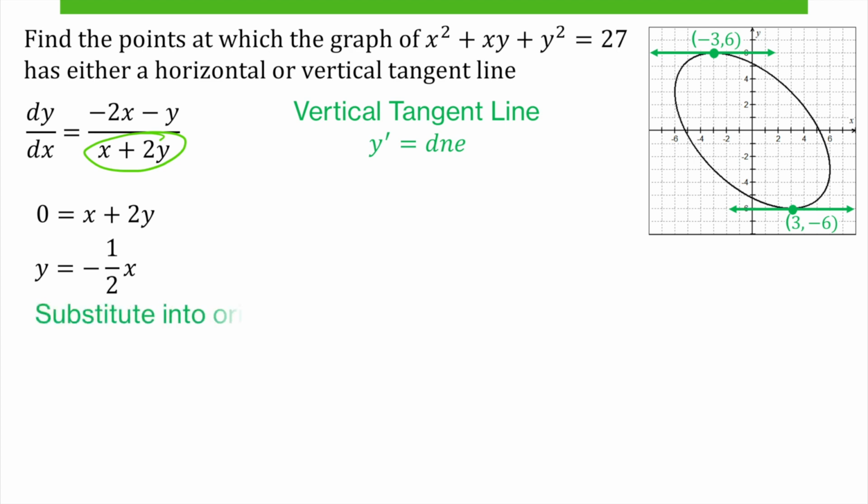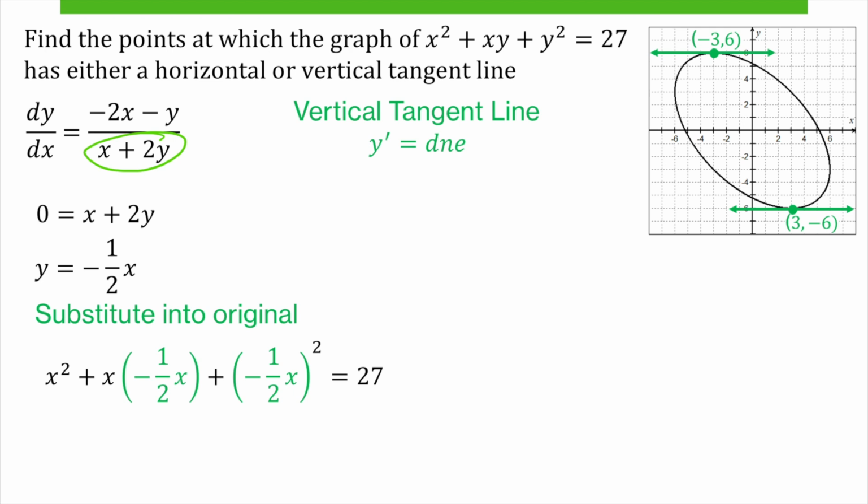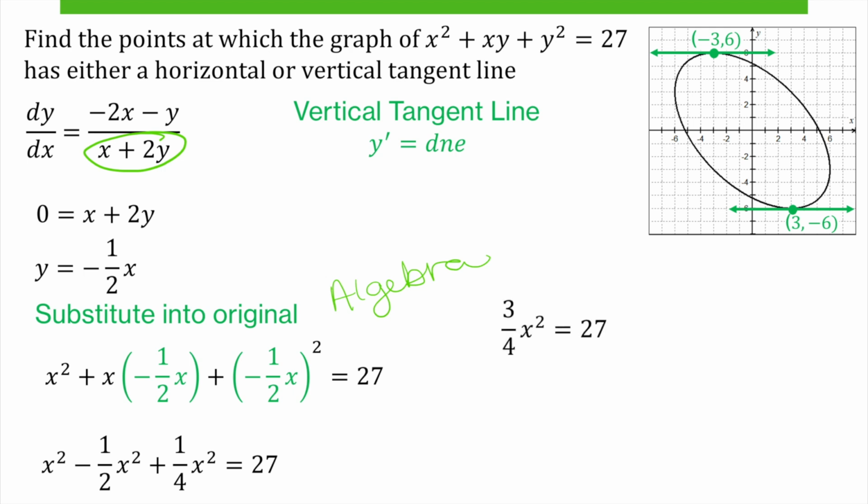In order to find where those places are, we'll go ahead and substitute y into the original equation to solve for x. It looks nasty. And remember, this is the algebra heavy part. So either pause the video or just enjoy the math for a second. Combine like terms, solve for x, and anytime x is plus or minus 6, we have a vertical tangent line.